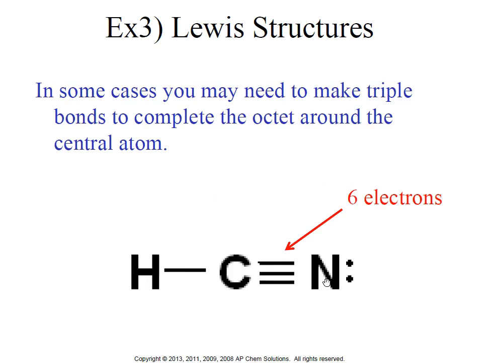In some cases, you'll have to make triple bonds to complete the octet, and a triple bond represents 6 shared electrons. And you can see there in HCN that we needed a triple bond between carbon and nitrogen to fill up carbon's octet.